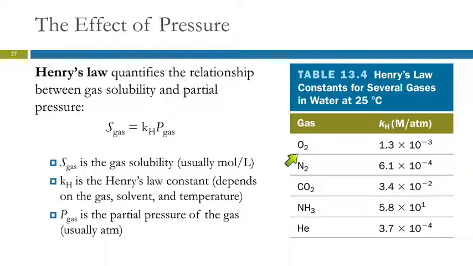The Henry's law constant for oxygen in water is 1.3 times 10 to the minus third molarity per atmosphere. The solubility is usually in molarity, moles of gas per liter of solution. The partial pressure is usually given in atmospheres. So if we have a high partial pressure of the gas, then we're going to have higher solubility. In the pressurized can of soda, higher pressure of CO2 means higher solubility of CO2 in the water.